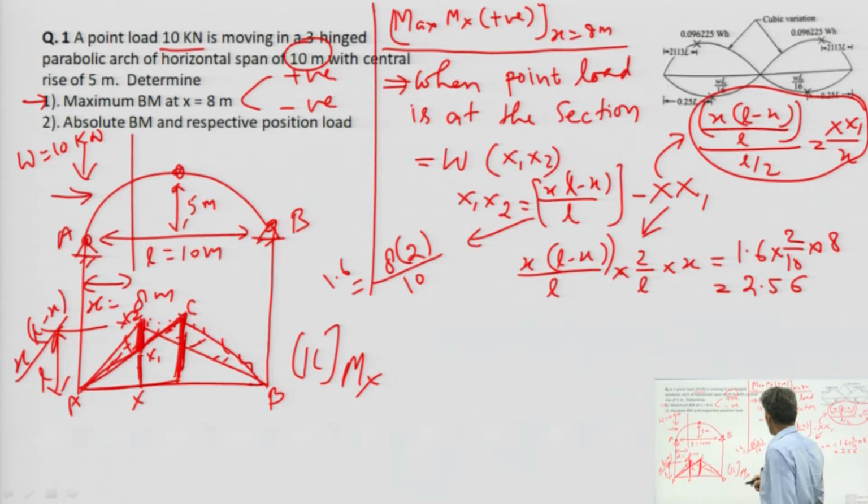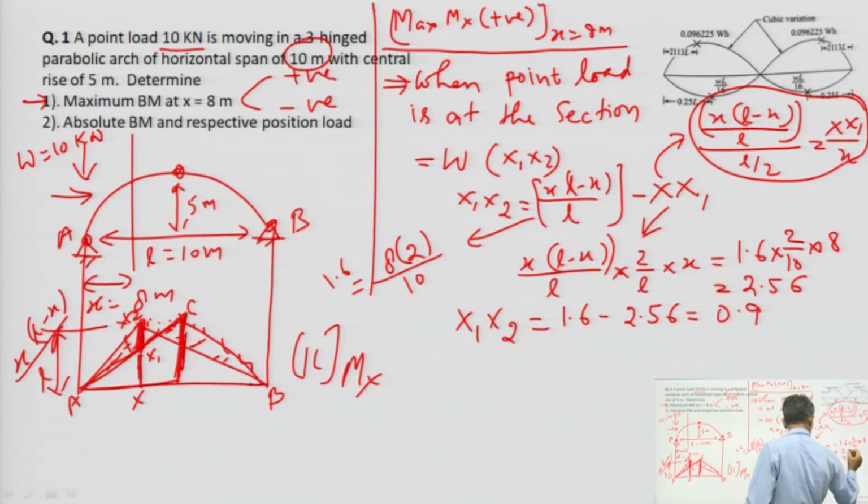So, x1, x2 is coming 1.6 minus 2.56, okay, and that value minus 1.6. So, it is 0.96. So, the ordinate of x1 x2 is 0.96. Okay. So, this is x1 x2, right. So, what is the maximum value of the bending moment?